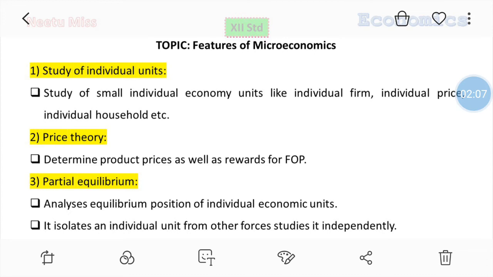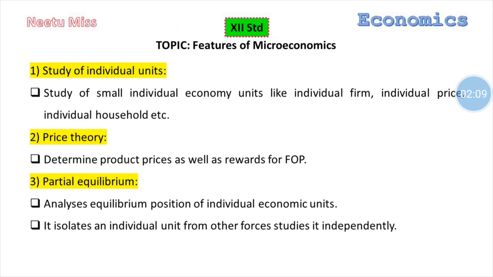It also helps us to study the factors of production such as land, labor, capital, entrepreneur, etc., and what reward we should pay for the use of each and every factor of production. Such as for land we pay rent, for labor wages, for capital interest and for entrepreneur profit. So that is why microeconomics is also called price theory.